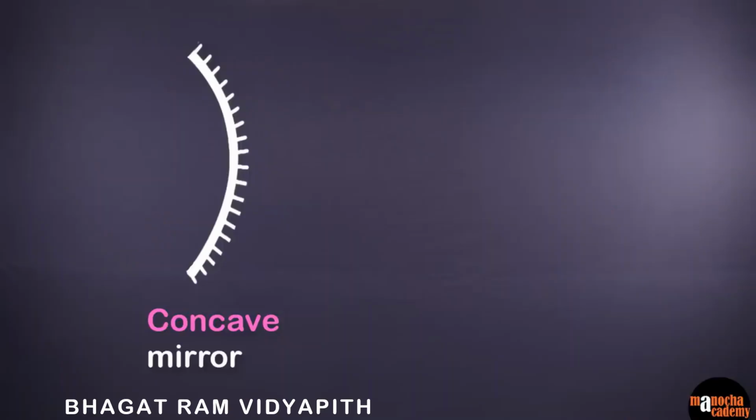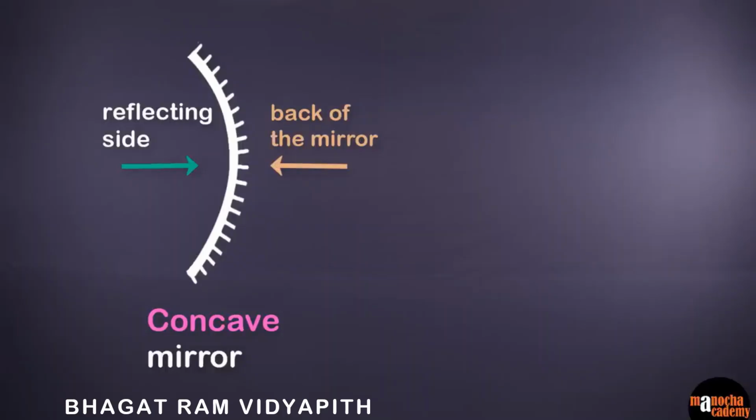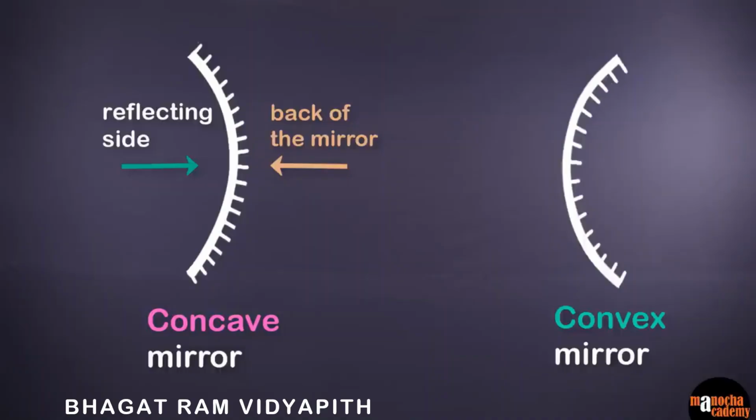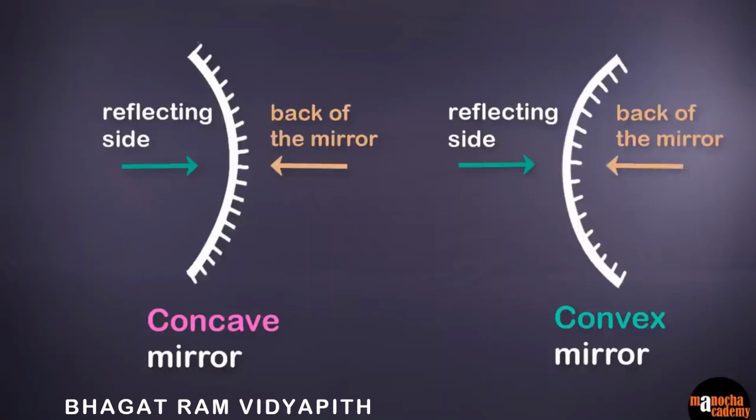So this side is a concave mirror and the opposite side, which is bulging, is a convex mirror. The concave mirror can be represented by this simple diagram where the smooth side is the shiny reflecting surface. The side with these small dashed lines is the back of the mirror. Similarly, for the convex mirror, the smooth side is the shiny reflecting surface and this side is the back of the mirror.